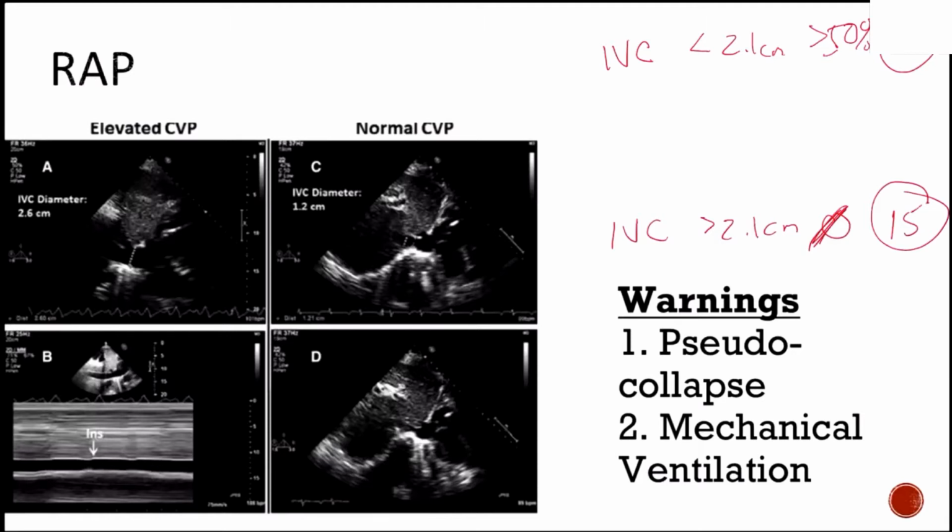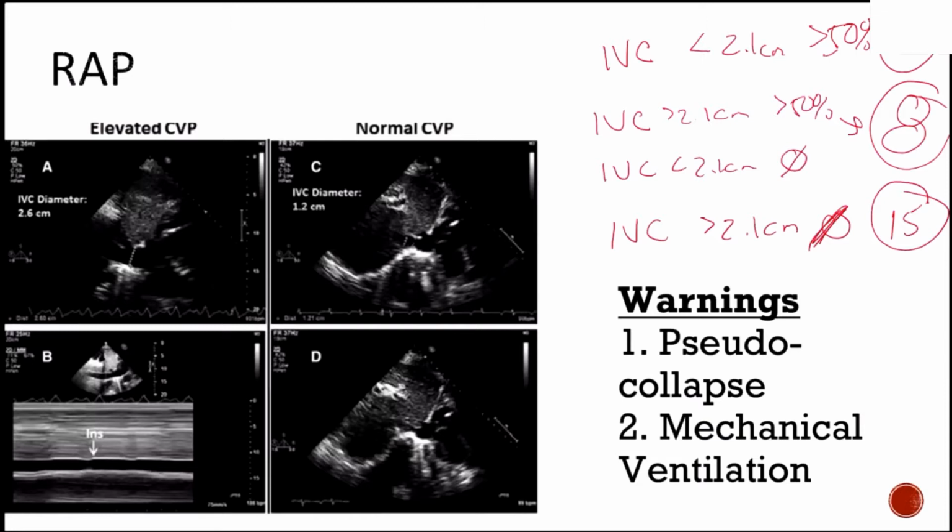If we have one of two things, there used to be a breakdown like 3, 5, 12, 15. The only other number you need to know is 8. So 3, 8, and 15. If your IVC is greater than 2.1 centimeters and it has greater than 50% variation, that equals a CVP, or a right atrial pressure, of 8. If you have an IVC which is less than 2.1 centimeters, but there's less than 50% variation with respiration, changes in intrathoracic pressure, that's also going to give you an estimation of 8 millimeters of mercury. So these are the numbers that you need to remember.